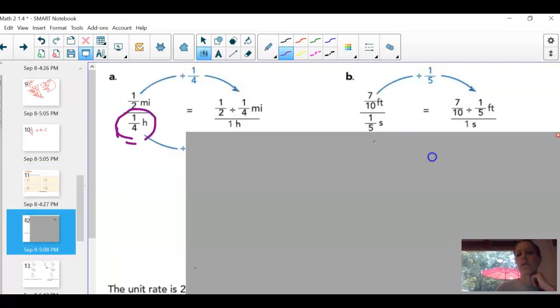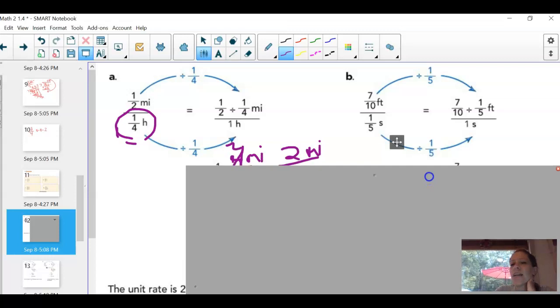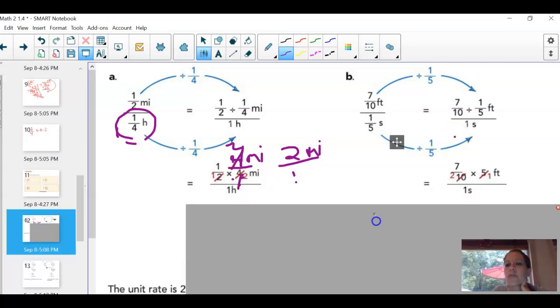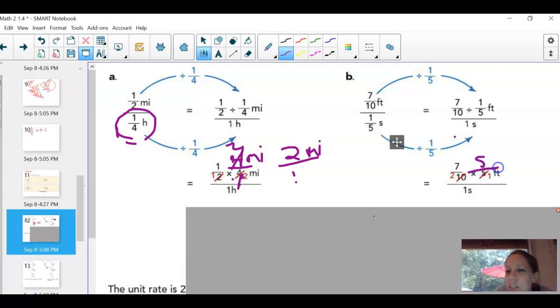Okay, so now let's look at B. We divide both sides by 1/5, the numerator and the denominator, because I want the denominator to be per second. So it's 7/10 feet per 1/5 of a second. If I divide by 1/5, that gets me to 1. 7/10 divided by 1/5. Now I'm going to do this, but once again, this looks a little confusing. This is the same as 5 over 1. Okay, that might make it a little easier.